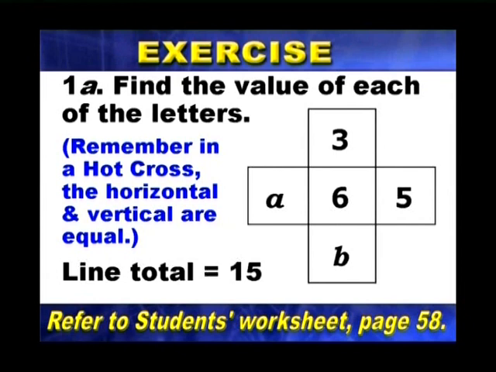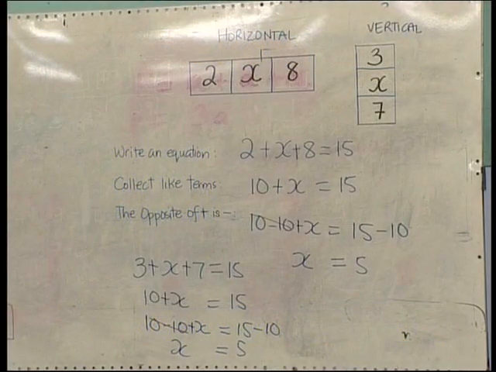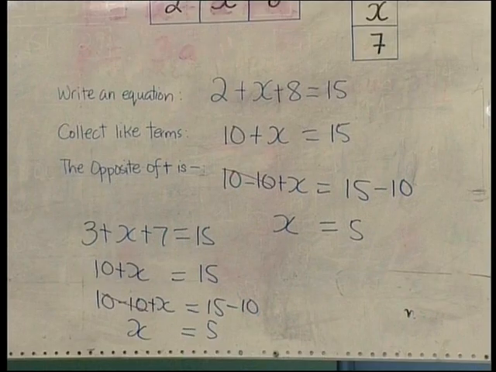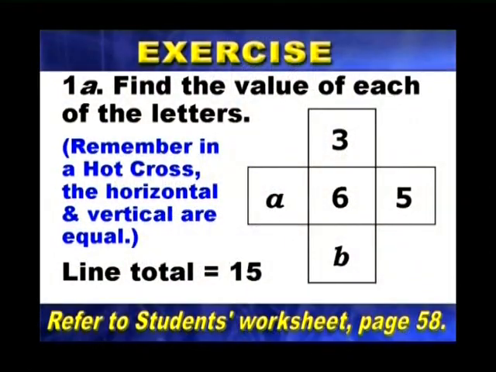Remember, in a hot cross, the horizontal and vertical lines are always equal. Now the line total is 15. So you are going to find the value of each of the pronumerals. You have A and B. So you are going to do something like this, okay? Like what we did here. Okay, I'd like you to work with your friends, please. If you need help, raise your hands.